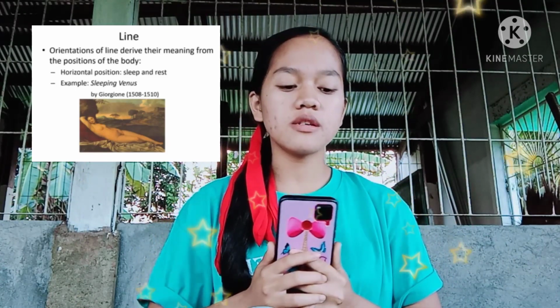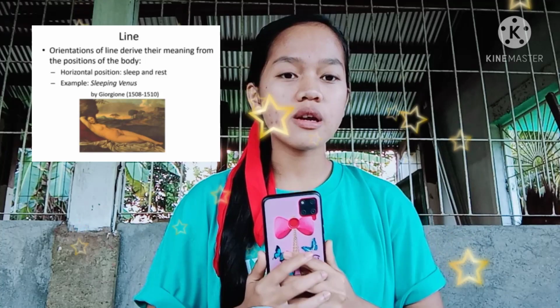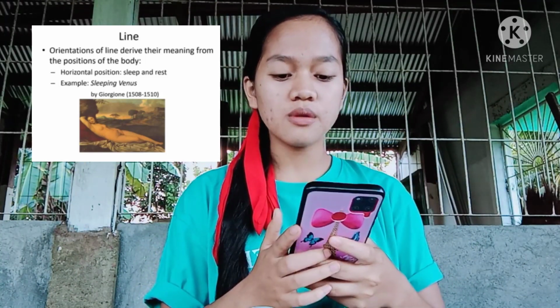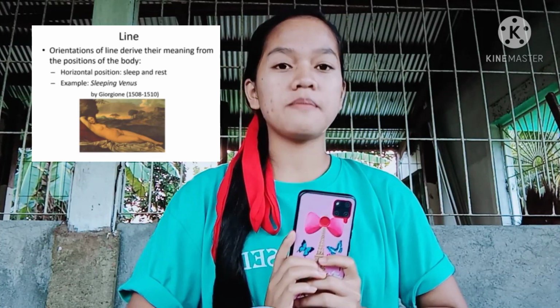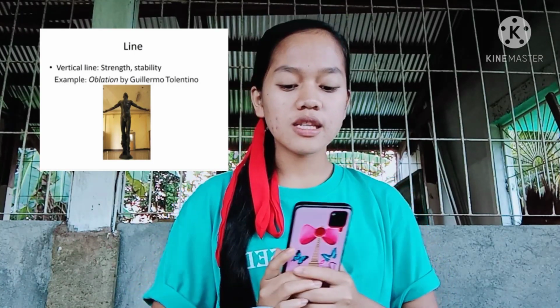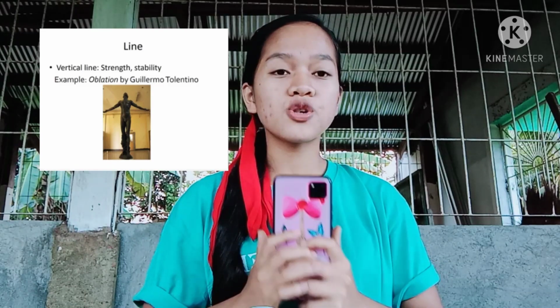So the examples of the line are the Sleeping Venus by Giorgione. It is in the horizontal position, asleep and at rest. So as I've mentioned a while ago, horizontal lines suggest distance and calm. The second is the Oblation by Guillermo Tolentino. It is in a vertical line. It suggests strength and stability.